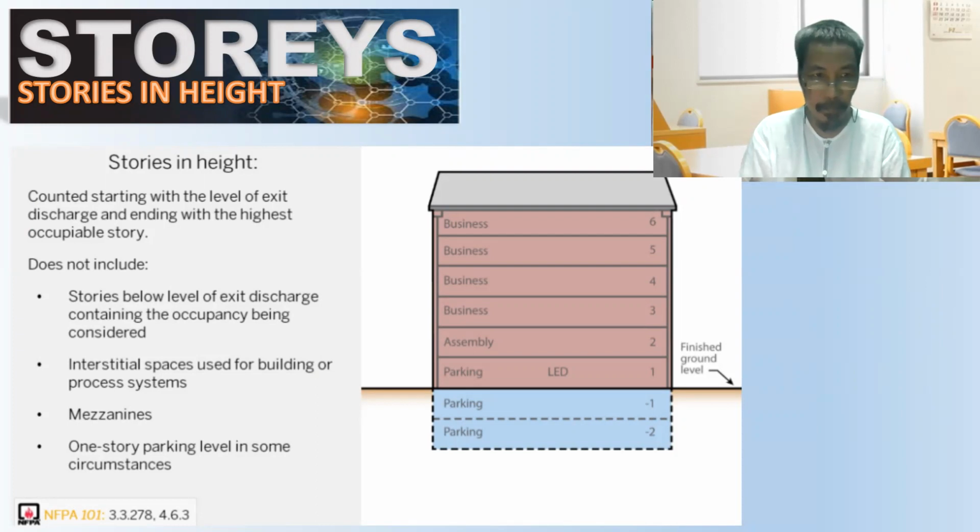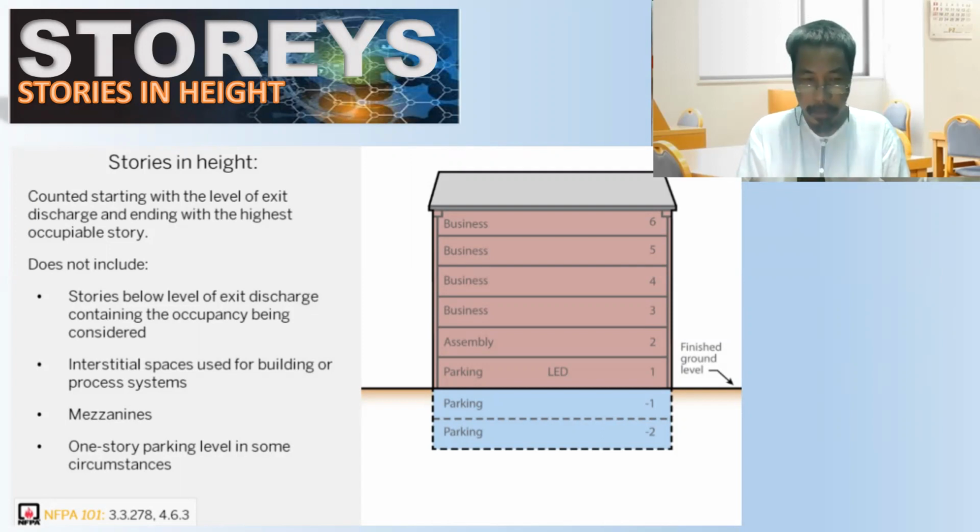For example, we do not include stories below the level of exit discharge containing the occupancy being considered. Lower than this, because we already considered in our determination of the level of exit discharge that LED is the lowest floor. So stories below that will not be included, even though they contain occupancy.